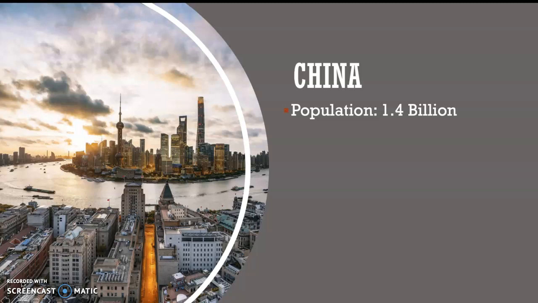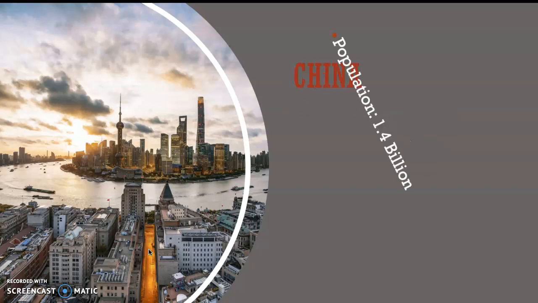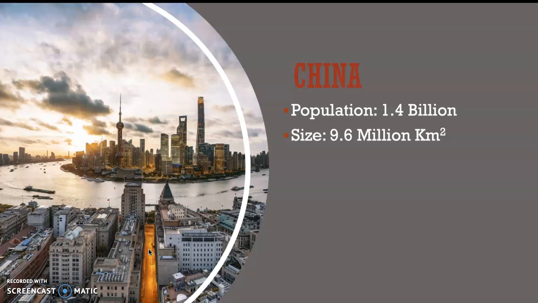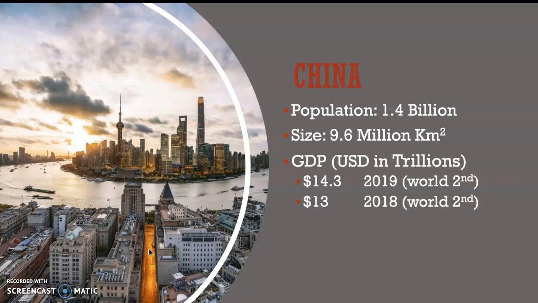As we all know, the population of China is the largest in the world, around 1.4 billion. The size of China, I think, is the third largest in the world, around 9.6 million square kilometers. A couple of years ago, the GDP of China already reached second place, the second largest in the world.